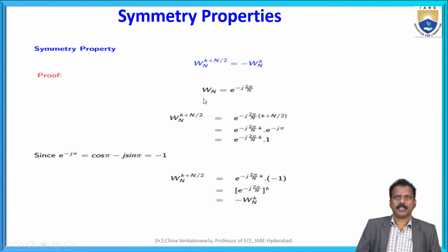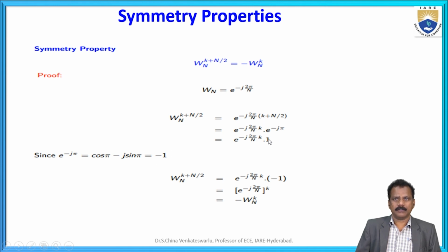We know that the twiddle factor is equal to e power minus j 2 pi by capital N. According to this, W N power k plus N by 2 is equal to e power minus j 2 pi by capital N into k plus N by 2. Go on simplifying this one; we know that e power minus j pi is equal to cos pi minus j sin pi, which is equal to minus 1.